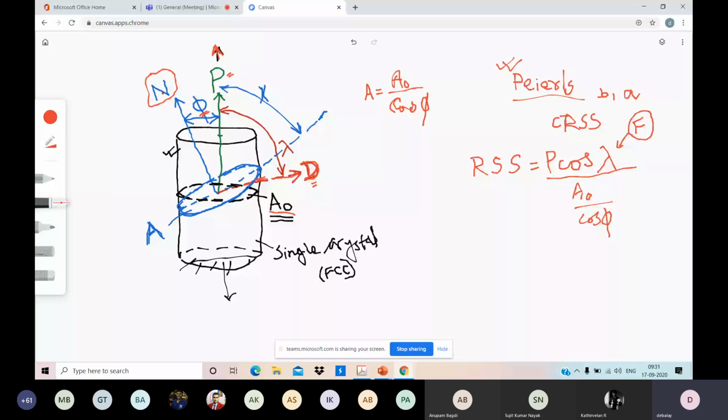So the value that we get ultimately is P by A naught cos phi cos lambda. Very simple way it is derived. And that is the resolved shear stress acting along the slip direction on the slip plane. So according to the concept, when will slip occur?